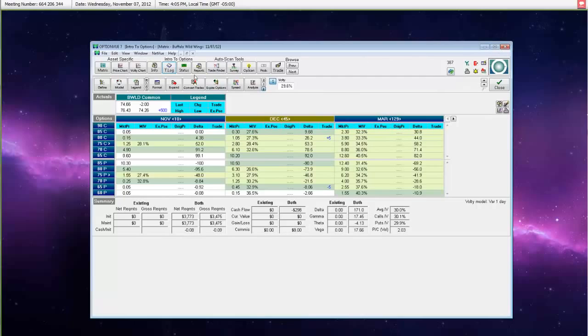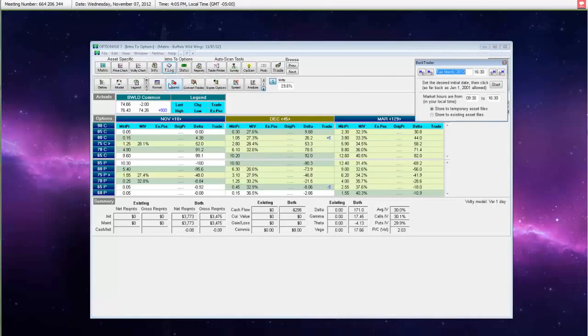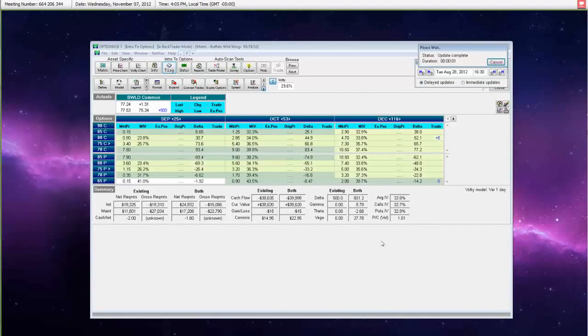So the position, I'm going to go into what I call back trader mode. I'm going to go back in time to August 28th, and I'm going to get all the price action and everything from that day. On this day, you see this 500 shares right here. Let's say you decided to buy Buffalo Wild Wings.